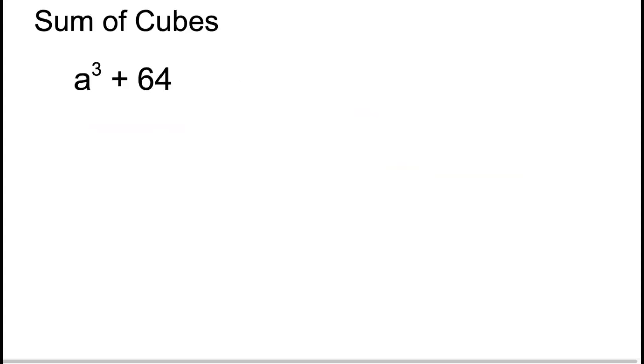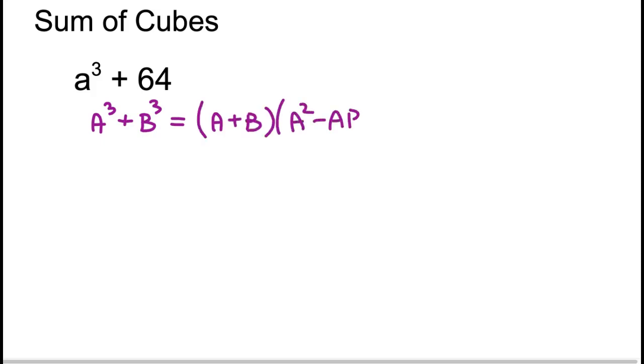Here's the sum of cubes. So sum of cubes is going to be a cubed plus b cubed equals a plus b, like that, times a squared minus ab plus b squared.